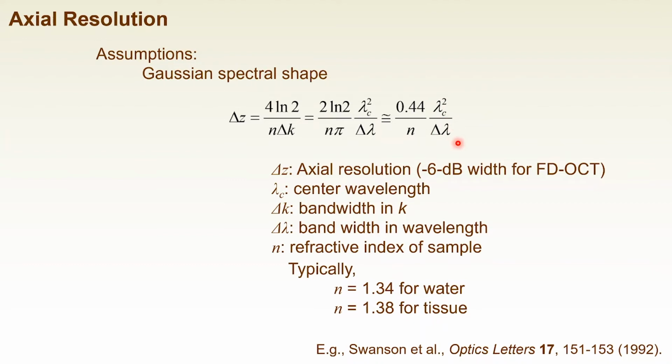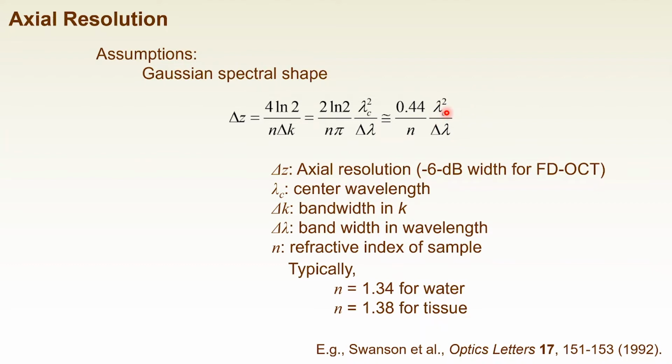The depth resolution of OCT is inversely proportional to the bandwidth of the light source. So more bandwidth gives you a higher depth resolution. Okay? This is a quite well-known fact. But another fact frequently people miss is this term, this numerator.